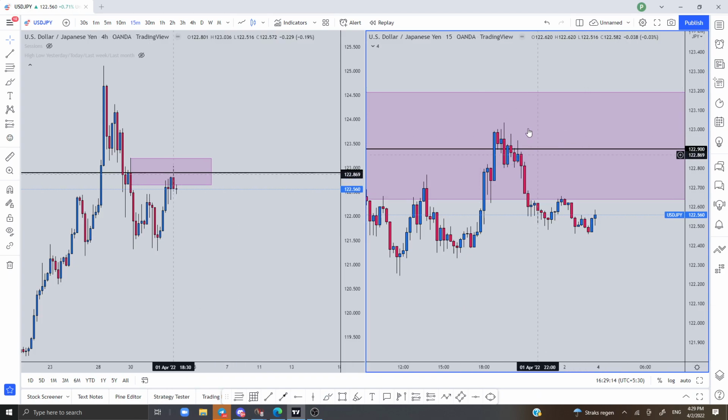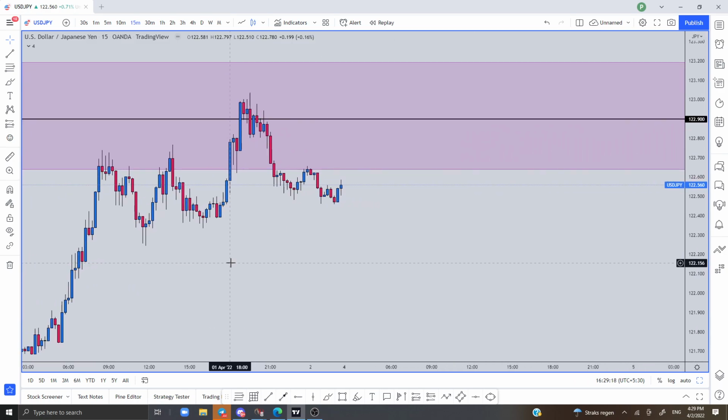Now this is M15. Let's see what happened on M15. It tapped the zone here. It tapped 50% of my zone, and then price is doing something here, and we wanted to sell here.